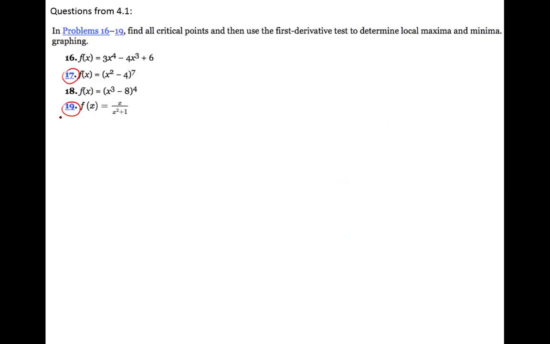For this question, we have to find critical points and use the first derivative test to determine local maxima and minima. And we don't have to graph. Maybe we can graph, but we don't have to. Okay, that means number 17. We have the function (x squared minus 4) to the power of 7. We know that in order to find the critical points, we have to set up the derivative. First of all, we have to have the derivative.